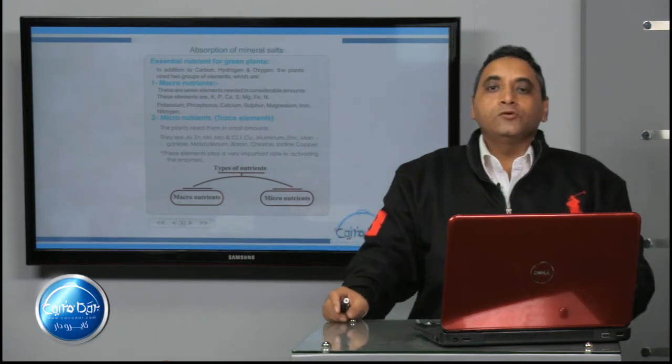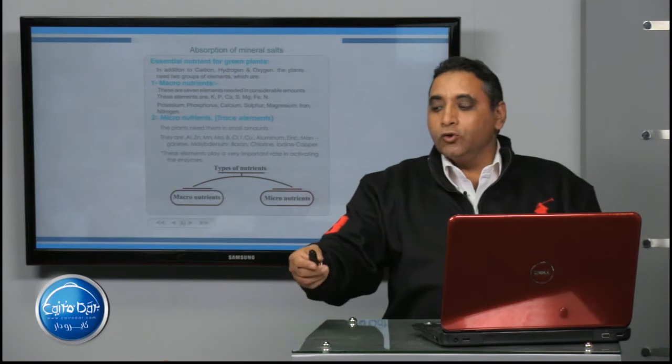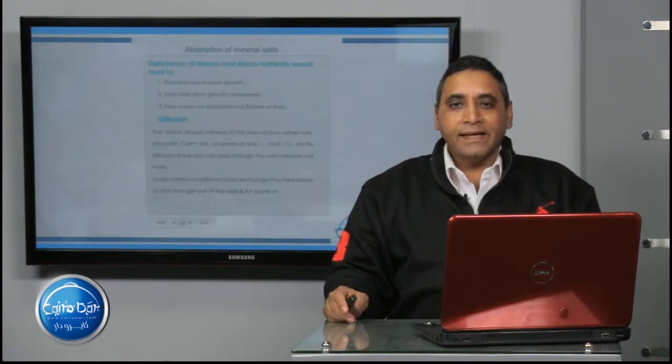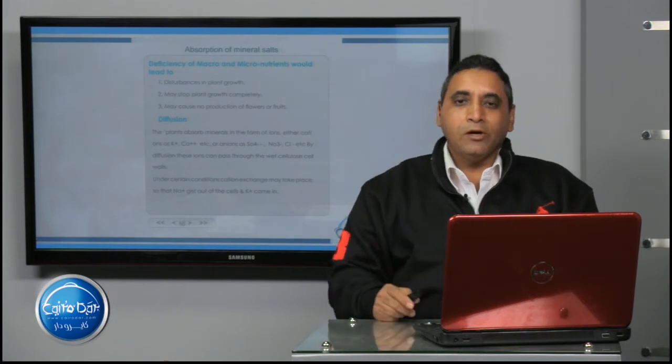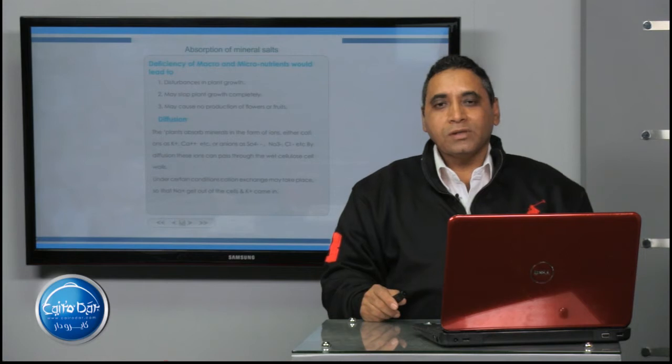The absorption of water takes place by 3 ways and also the absorption of nutrients takes place by 3 ways. The absorption of water takes place from cell sap to cell sap by osmosis, through cellular and intercellular spaces by imbibition, and from one cell to the neighboring one through the plasmodesmata.